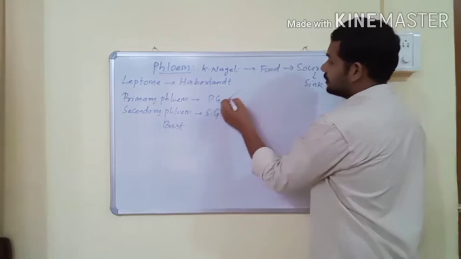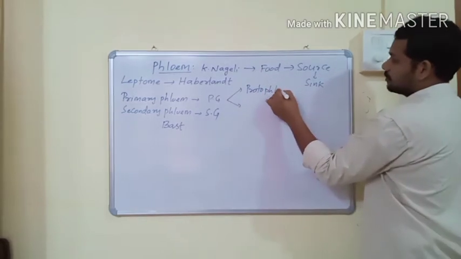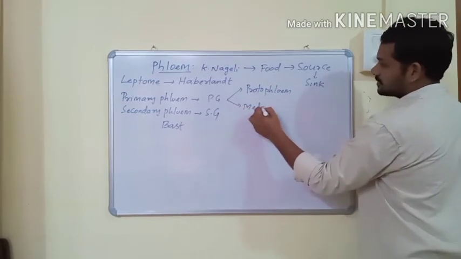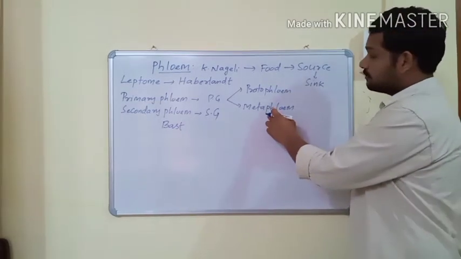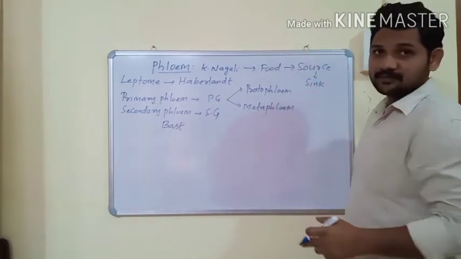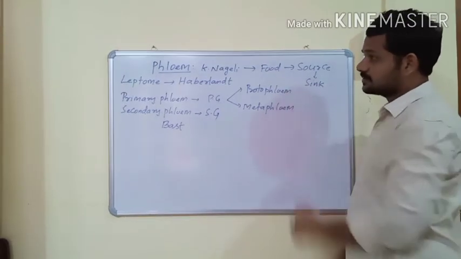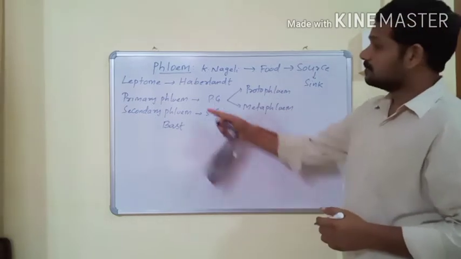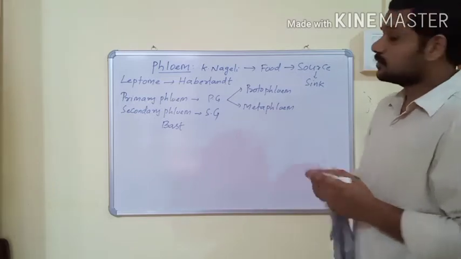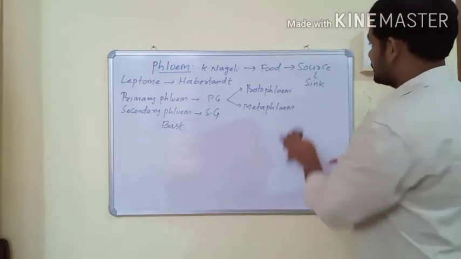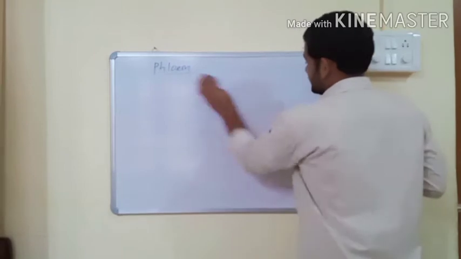And primary phloem has two components. The smaller components are known as protophloem, and the larger components are known as metaphloem. But there are no conditions based on protophloem to metaphloem and vice versa. But in case of primary xylem, based on protoxylem to metaxylem, there are some conditions. Such conditions are absent in case of primary phloem. Primary phloem is formed during primary growth, and secondary phloem, also known as bast, is formed during secondary growth.